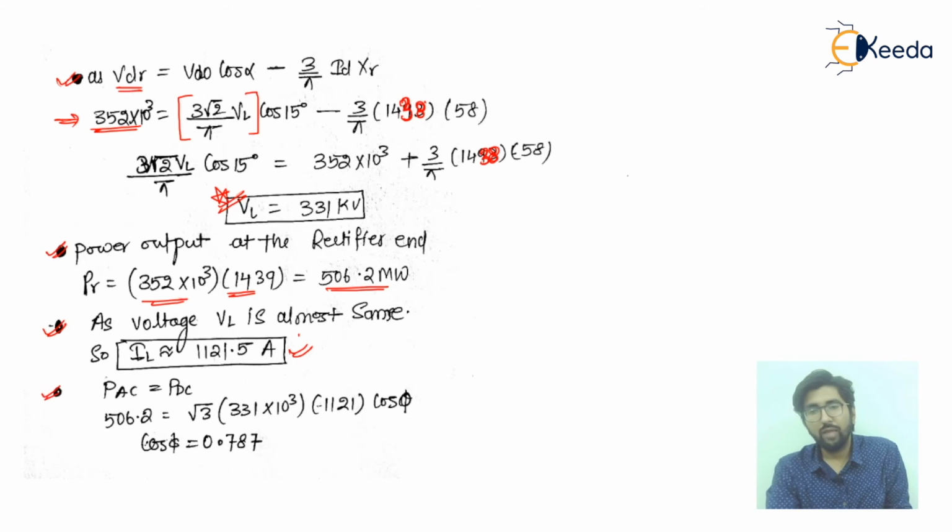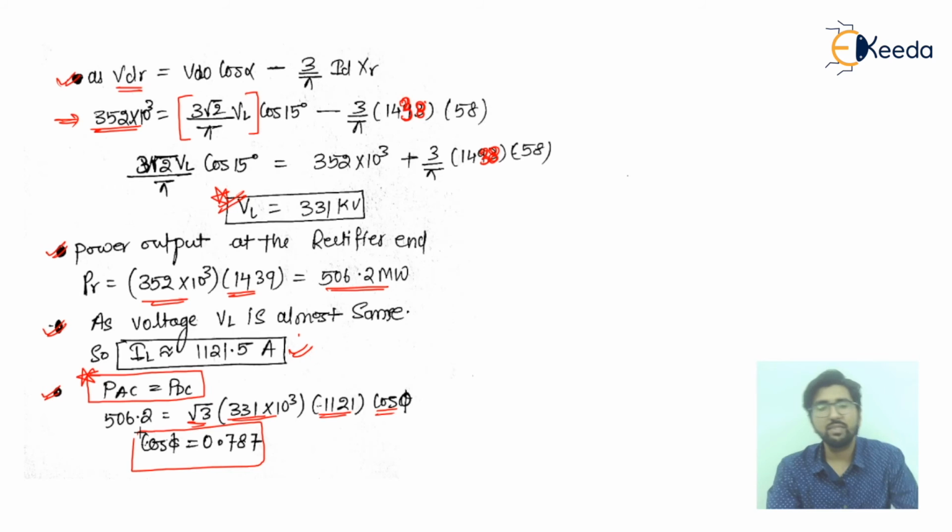Now, as both the AC and DC voltages are actually the same, I can say 506.2, and then VDC is equal to root 3. Okay, and once again this PR is equal to 50.6. That is VDC, and we will find the PAC. There is a root 3, and this is 331 into 10 raised to power 3 and 1121 into cos phi. And likewise, you will get to know that cos phi is going to be 0.787. Okay, I have written these values here.